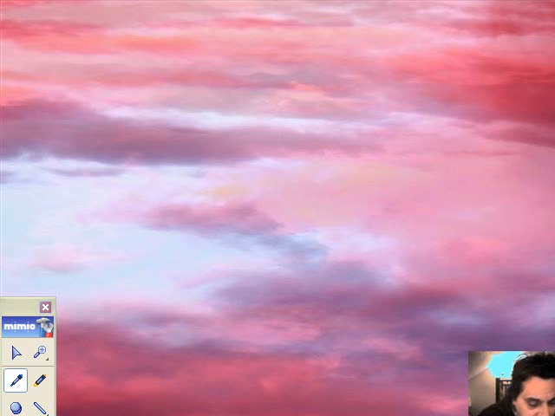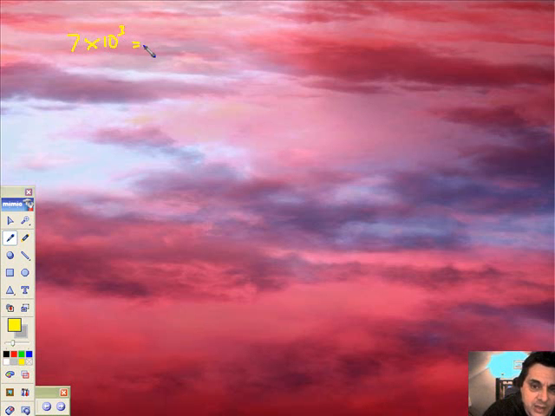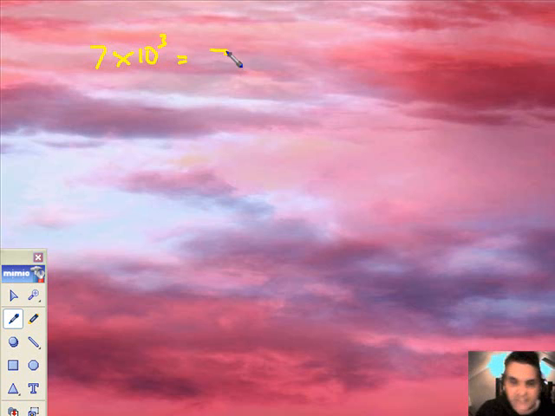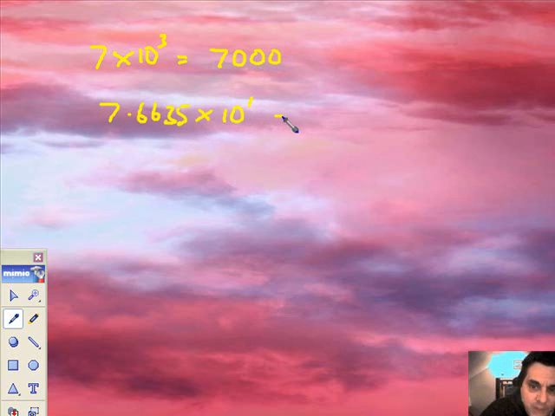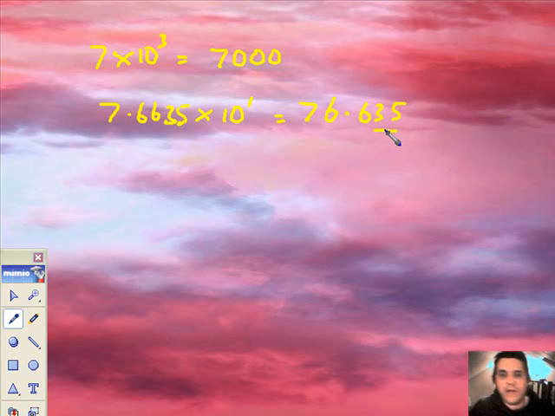It says write the following standard index form numbers as ordinary numbers. So we're going the other way now. The first one is 7 times 10 to the power of 3. Well, that means 7 times 10 times 10 times 10, 7,000. Very easy. Next one, I've got 7.6635 times 10 to the power of 1. Well, that just means multiply it by 10, move it over, so 76.635, and don't forget to put in your 3 5s because that's all part of the original number.